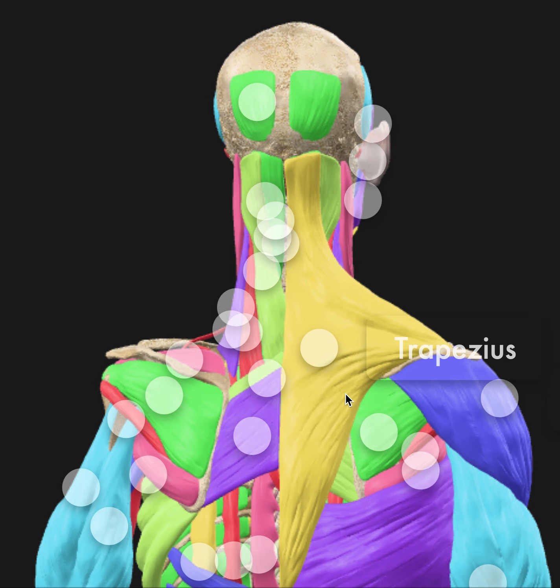So, what are the main nerves that supply the trapezius muscle? We discussed the spinal accessory nerve, which is mainly the motor supply, and the C2 and C3 nerves, which are for pain and proprioception.